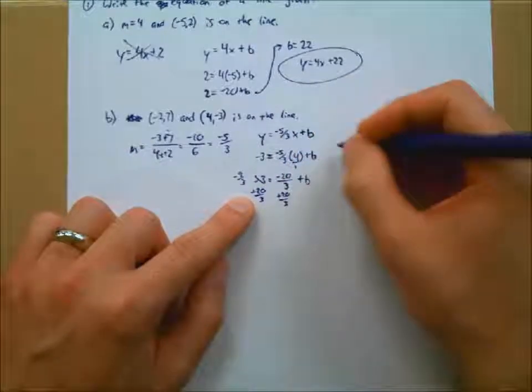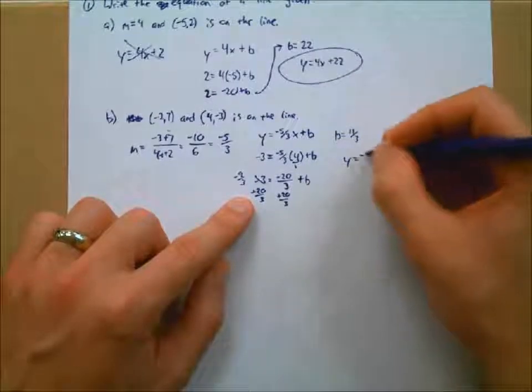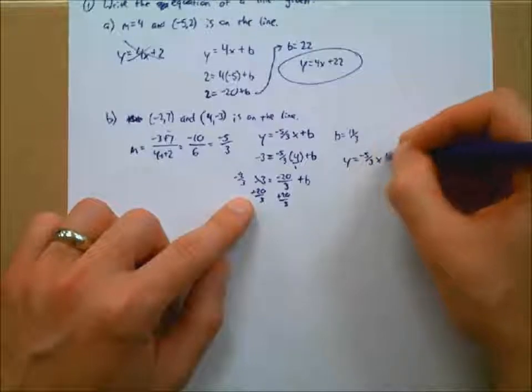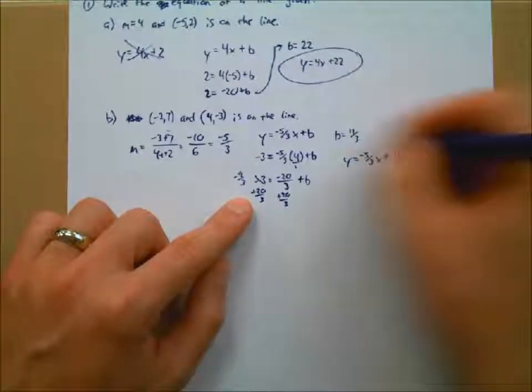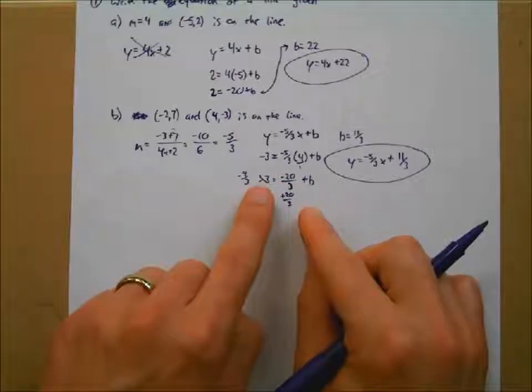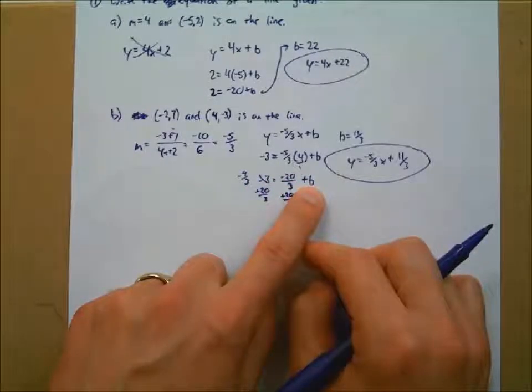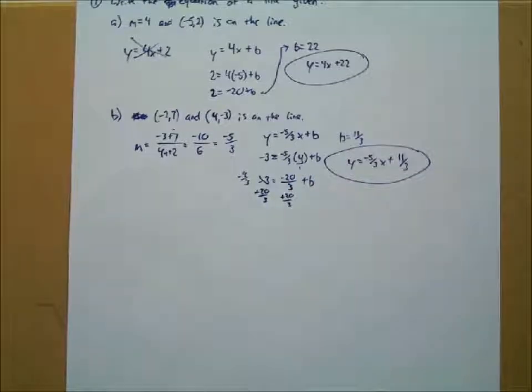Now what should I do to both sides to solve for b? We're going to add 20/3. Okay? I need common denominators to add these. -3 is how many thirds? -9/3, right? And so it's -9 plus 20, which is 11. 11/3. So b is 11/3. And so our equation is y equals -5/3 x plus 11/3.